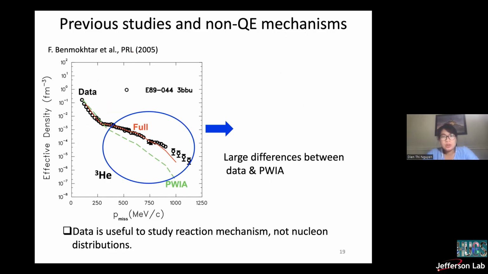So they measure the cross-section on helium-3, and then they do some transform and calculation into what they call effective density. So then you can see the data points.